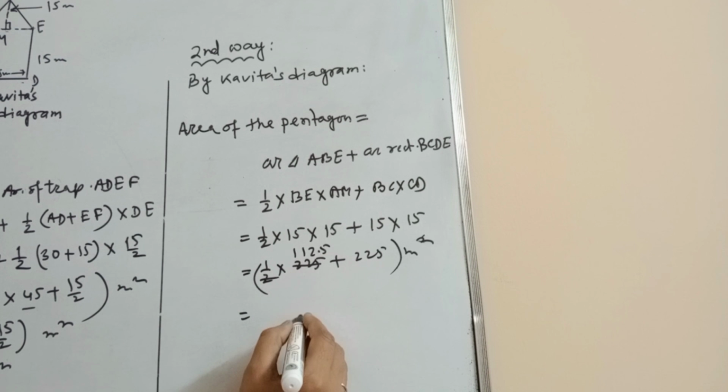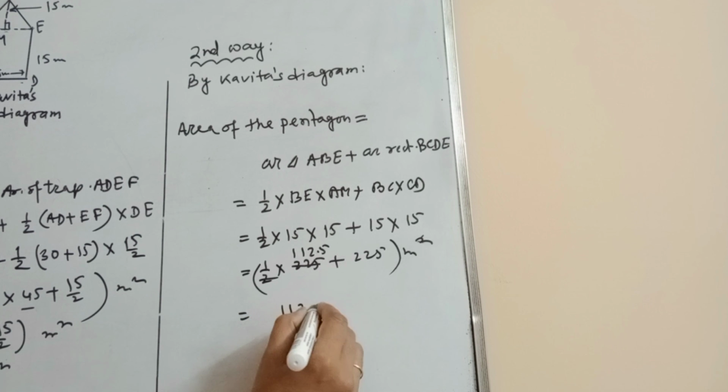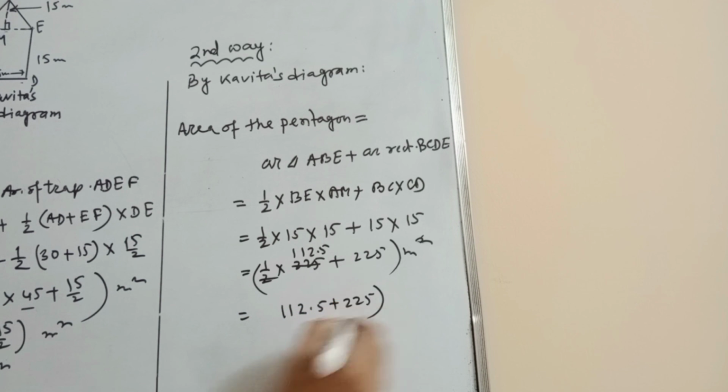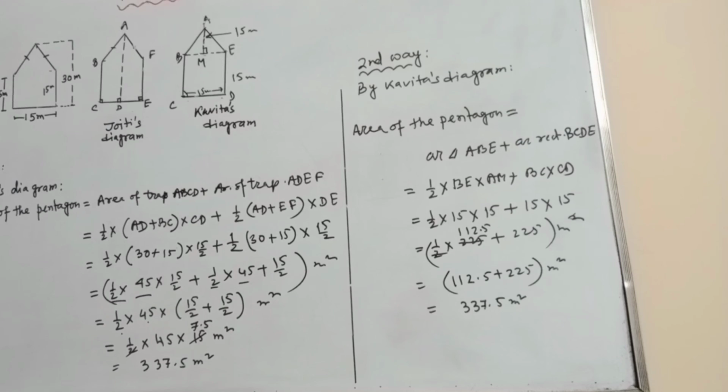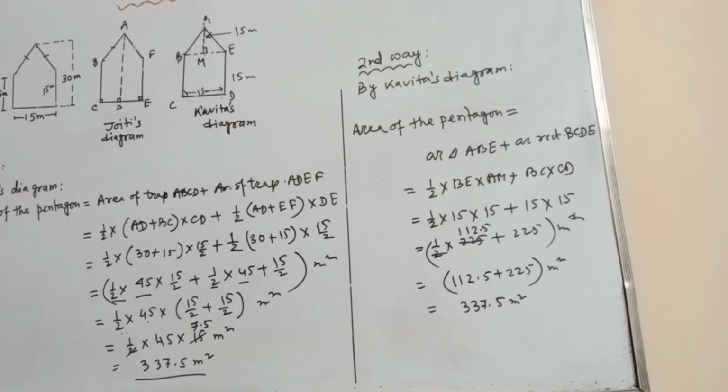Then if you add all this, the total area will be 112.5 plus 225 meter square, we will get 337.5 meter square. So the area in both the cases is the same. Hence we can conclude that the area of the pentagonal shape park, whether found by Jyoti's way or by Kavita's way, is the same.